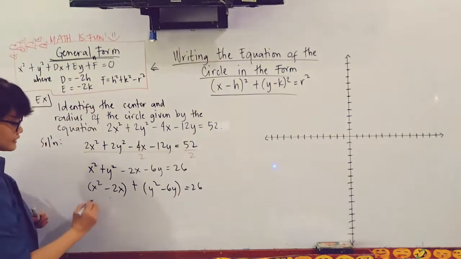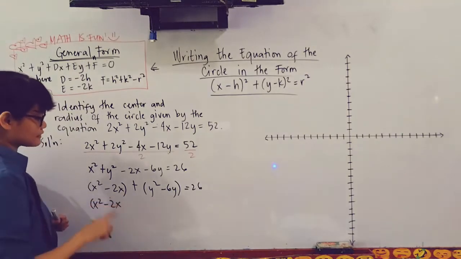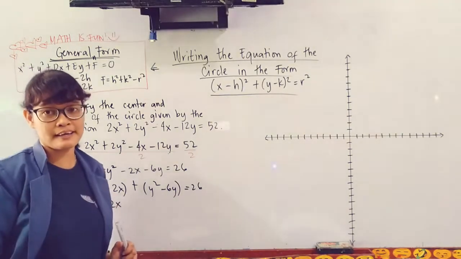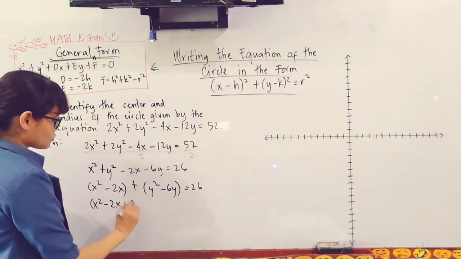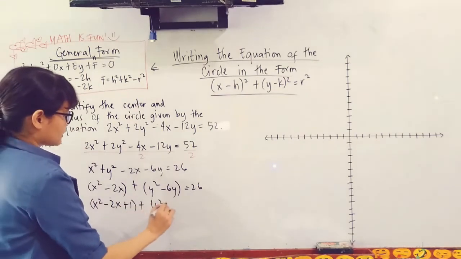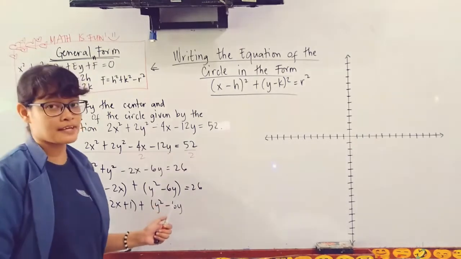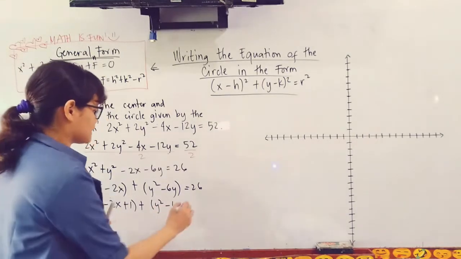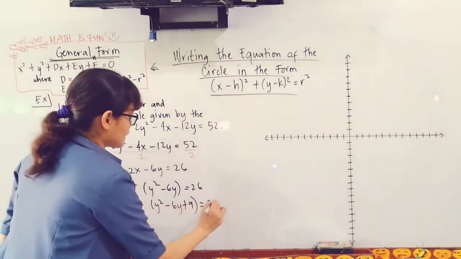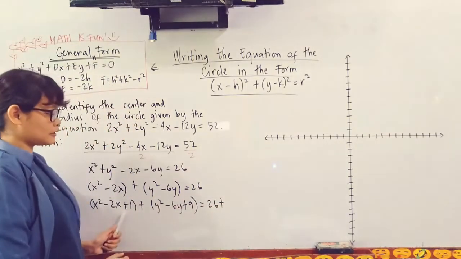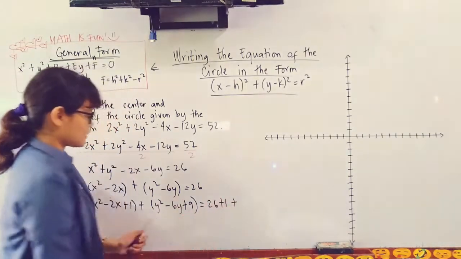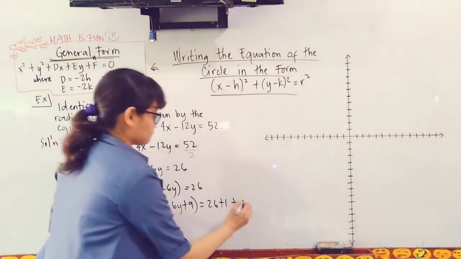So that is x squared minus 2x. Kalahati ng negative 2 ay negative 1 squared. So you have plus 1, plus y squared minus 6y. Kalahati ng negative 6 ay negative 3. So negative 3 times negative 3 is 9. Equal to 26 plus, nag-add ako dito, so plus 1. Then you also have plus 9.